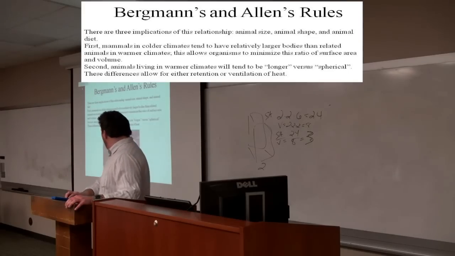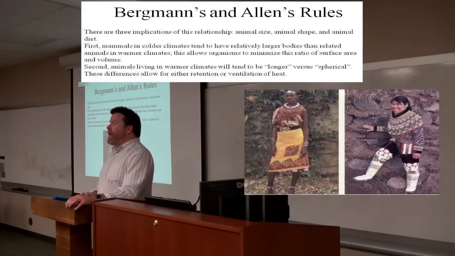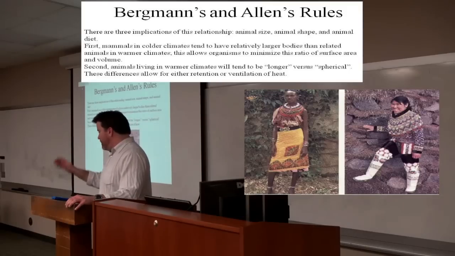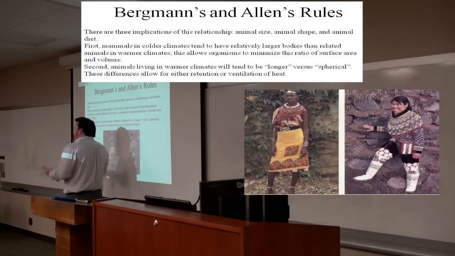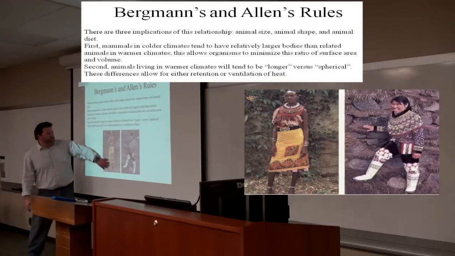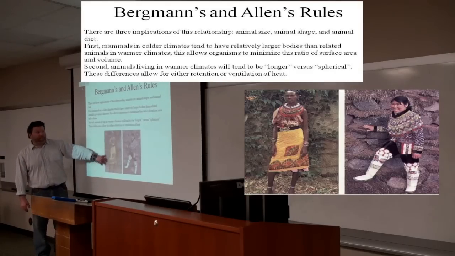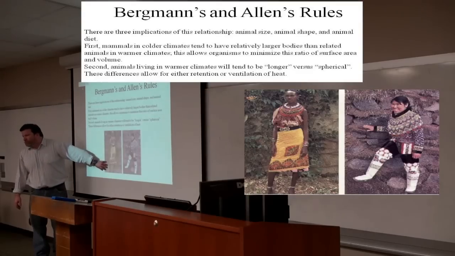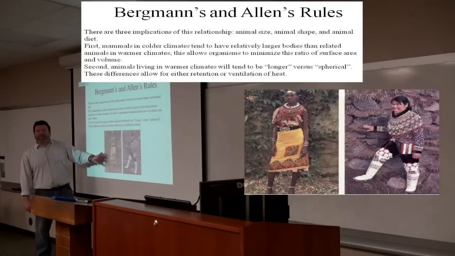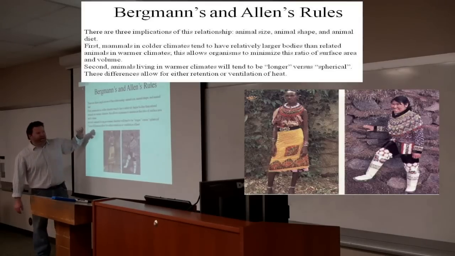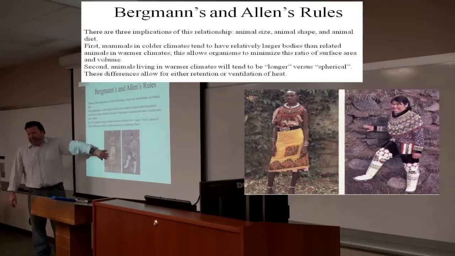So you can go across the globe, and let's say you're looking at humans. This is true in humans. The Bergmann and Allen rules hold in humans: if you were to go towards equatorial Africa, people tend to be relatively more cylindrical. We call them tall. But that's not quite as offensive as what the Inuit get called. They get called spherical.